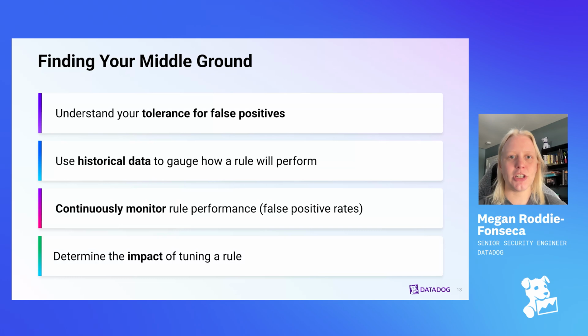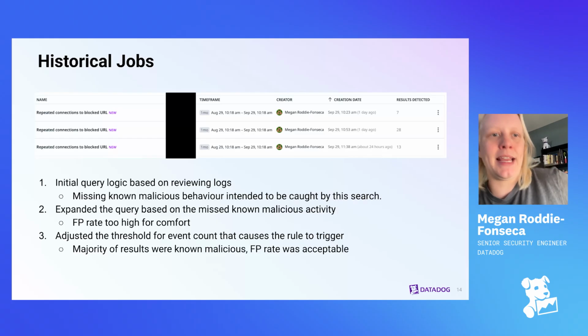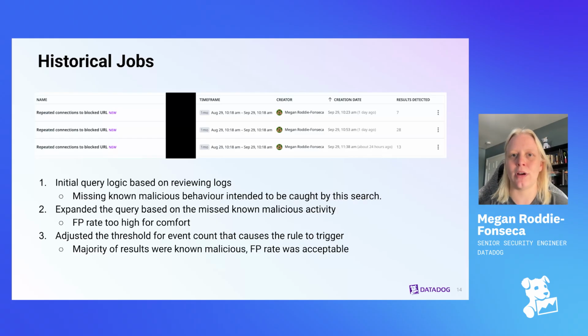So I just want to show you some examples of this in my day-to-day work. Now, this is not a Datadog pitch. Hopefully your SIEM has a feature like this, but in Datadog Cloud SIEM, we can run historical jobs. So we can run a detection rule against historical data. I was writing a rule for repeated connections to a blocked URL, to see if we could see C2 traffic essentially. I wrote my rule and it had 7 hits, which over a month is an acceptable false positive rate for our org.